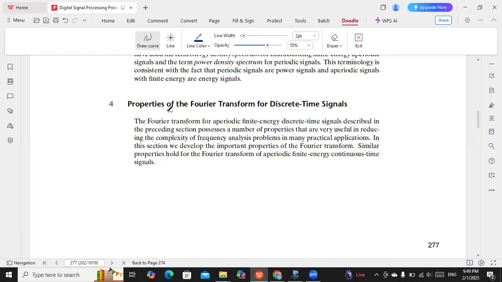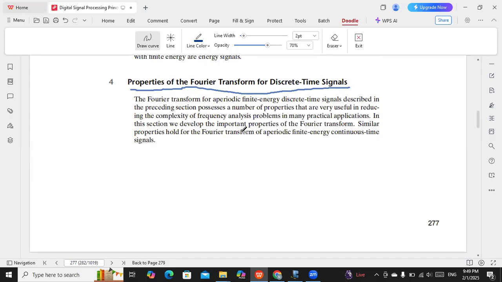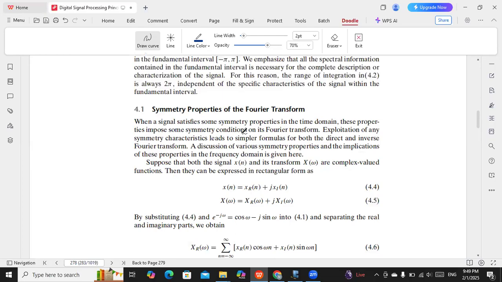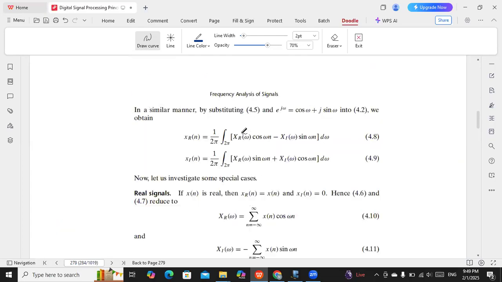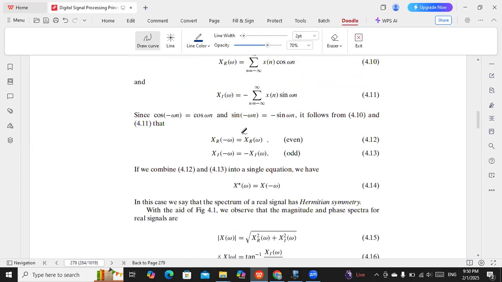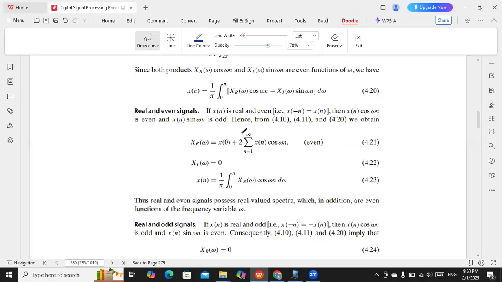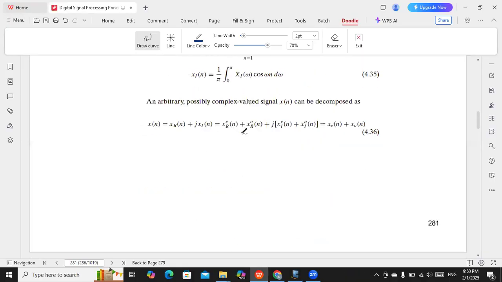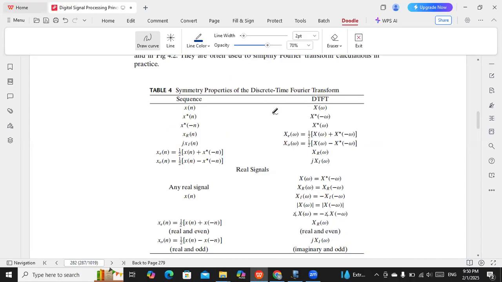This one is also somewhat important. I think it is better if you are familiar with one or two properties of Fourier transform. I think it is not much difficult. You can do this by yourself actually. Here we have this table. So you can use this table.